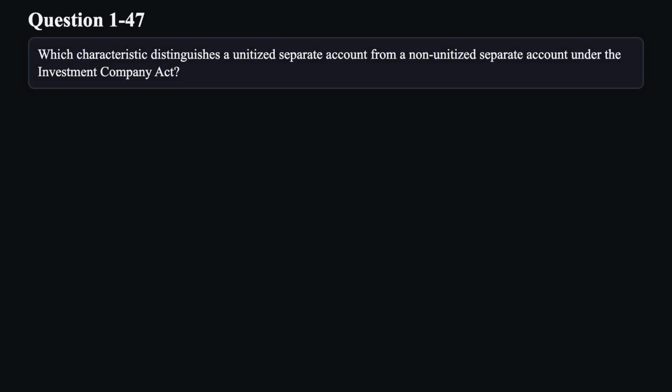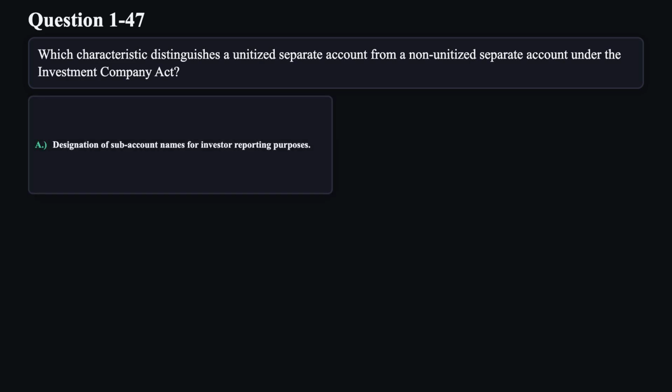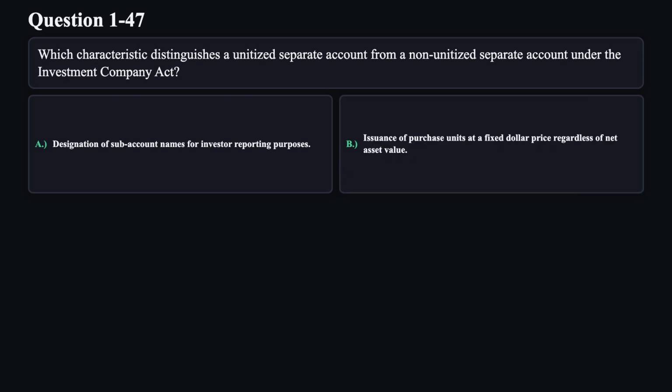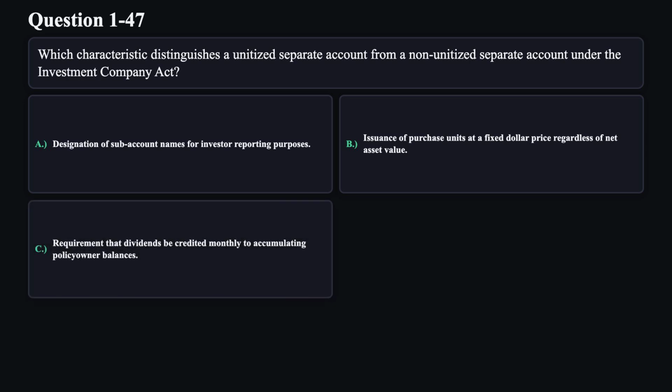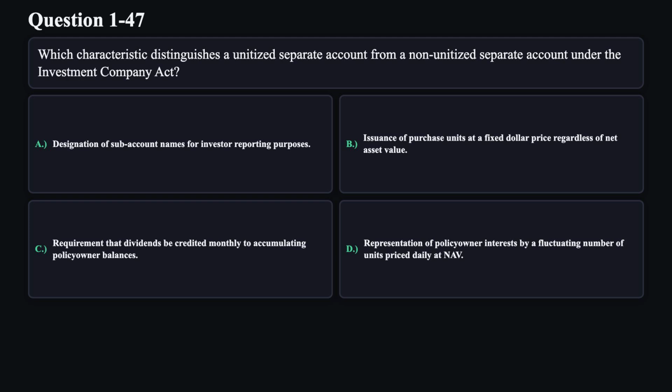Question 47. Which characteristic distinguishes a unitized separate account from a non-unitized separate account under the Investment Company Act? A. Designation of sub-account names for investor reporting purposes. B. Issuance of purchase units at a fixed dollar price regardless of net asset value. C. Requirement that dividends be credited monthly to accumulating policy owner balances. D. Representation of policy owner interest by a fluctuating number of units priced daily at NAV.